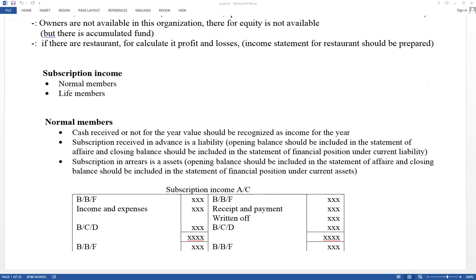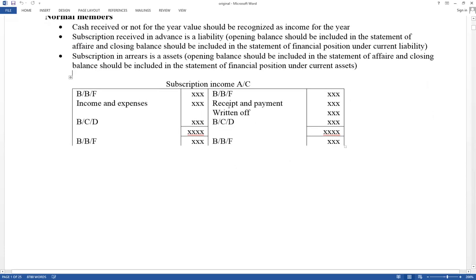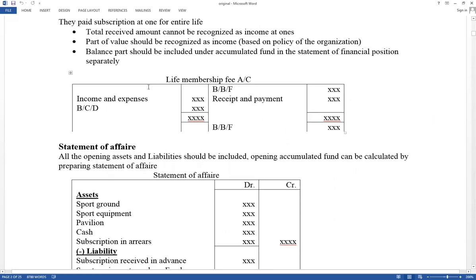And think about life membership fee; also a separate account you have to prepare. I will discuss some examples relevant to life membership fee also. And in a not for profit making organization, there are no owners.